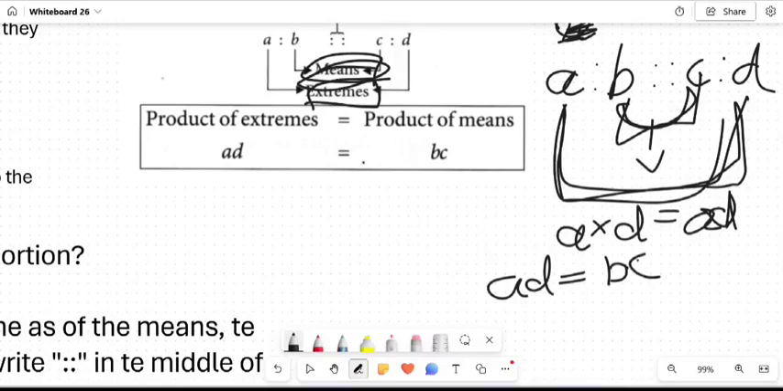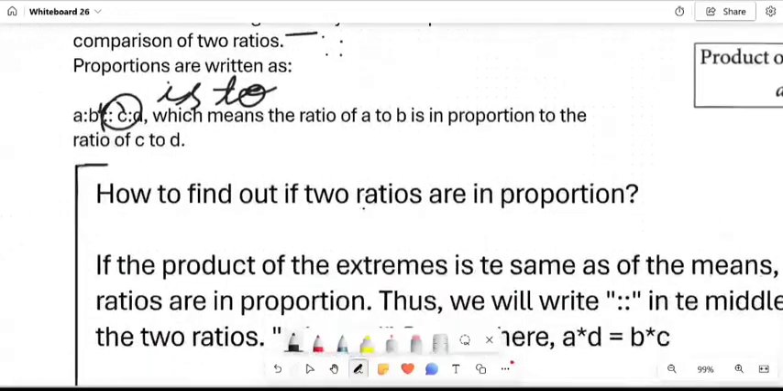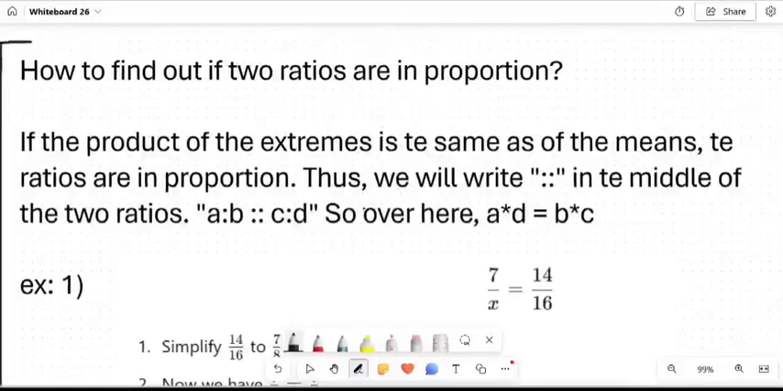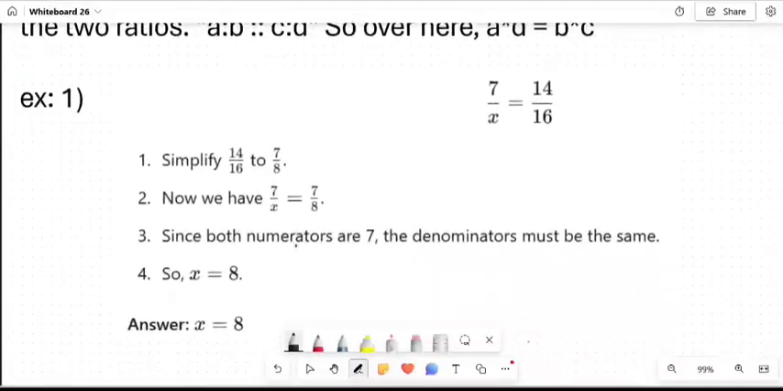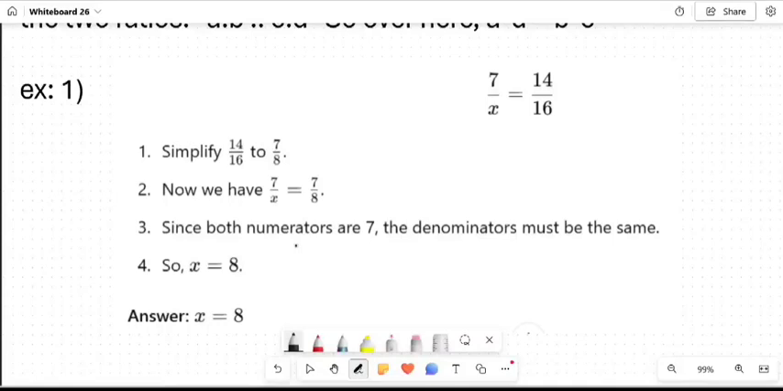Okay, now let's look at this one. How to find out if two ratios are in proportion? I have already explained this to you, so let's skip this part. Now let's go for some questions on ratio and proportion.